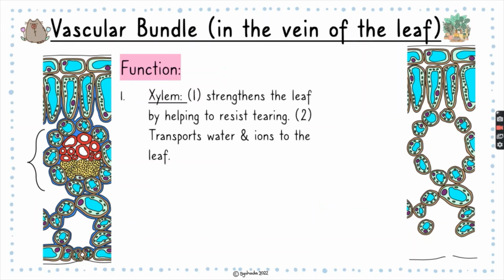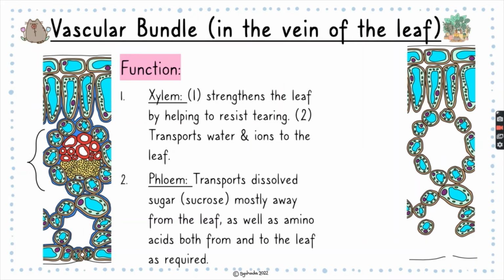So what are their main functions? The xylem strengthens the leaf by helping to resist tearing and transports water and ions to the leaf so that they can carry out photosynthesis. And the phloem would transport the sugar that the leaves make in the form of sucrose, mostly away from the leaf, as well as amino acids, both from and to the leaf as required.